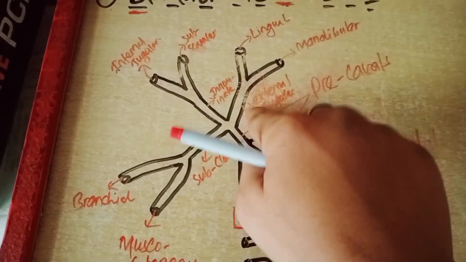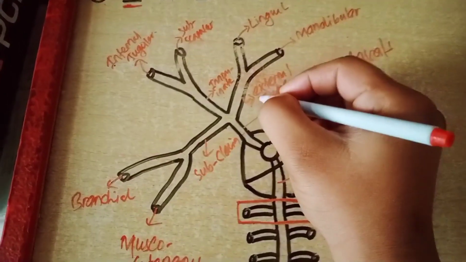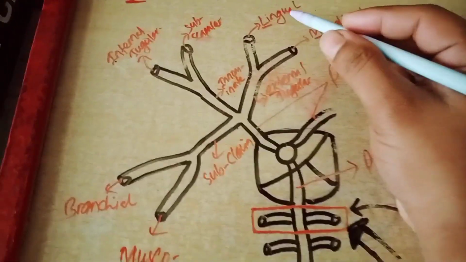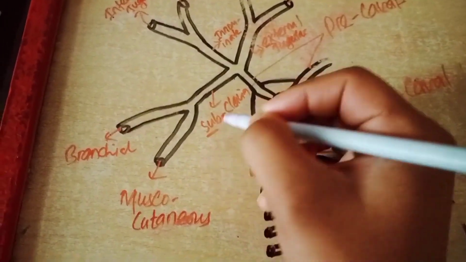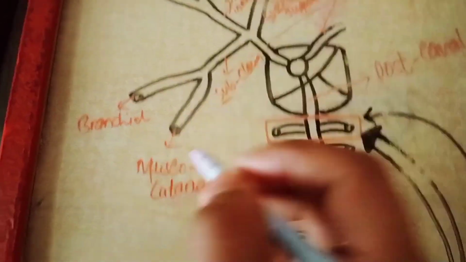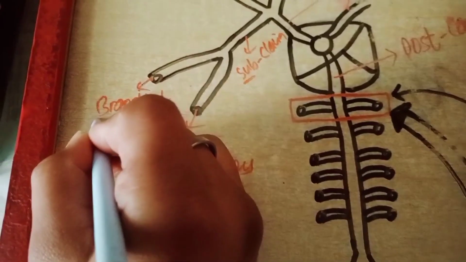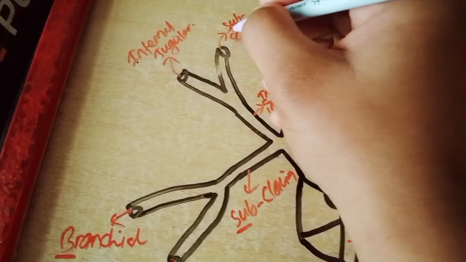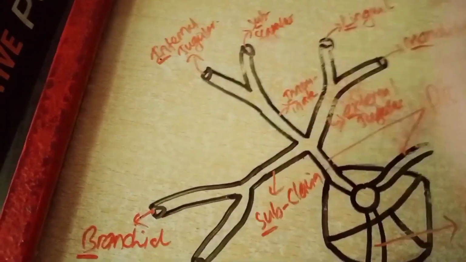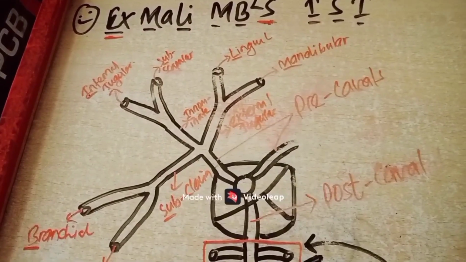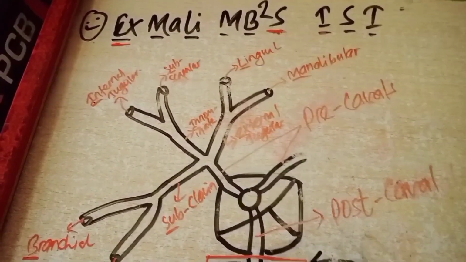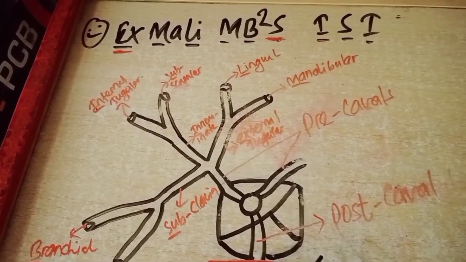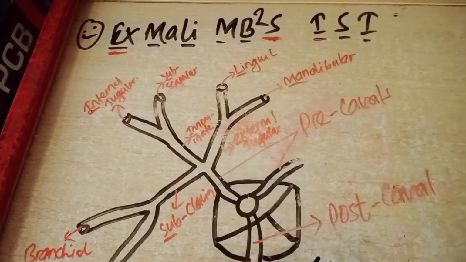External jugular has X Mali, mandibular and lingual. Subclavian has MBBS, musculocutaneous and brachial. And then ISI, innominate, subscapular and internal jugular. So we have understood the trick. In exam, the examiner may ask you what are the branches of external jugular. So the trick will help you now.